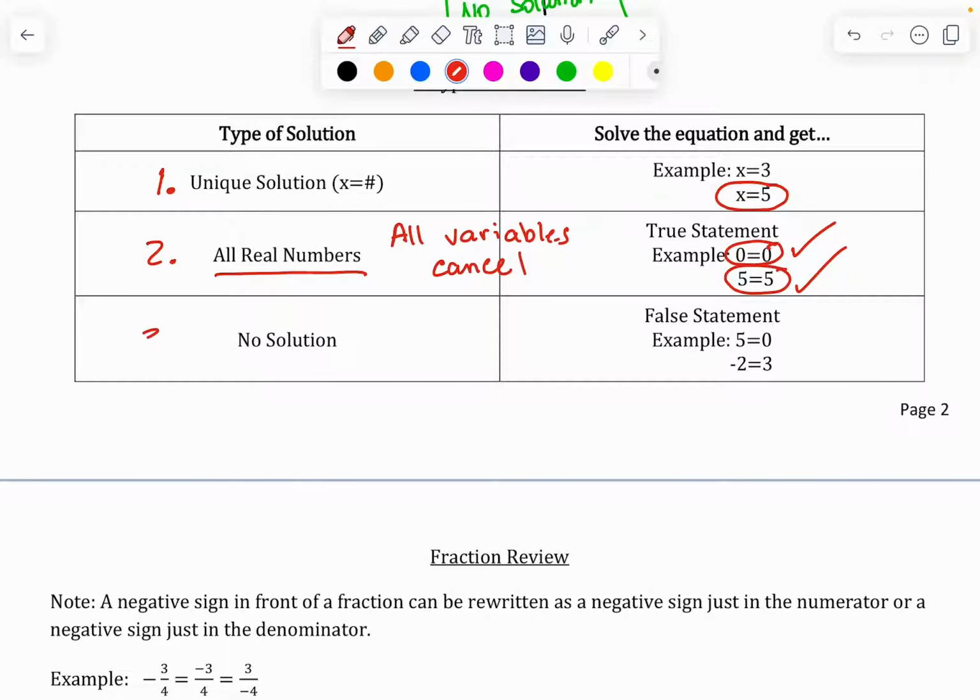And then our third scenario is when we get no solution. And again, all the variables cancel. And this time we get something that's not true, or a false statement. 5 does not equal 0, and -2 does not equal 3. So our answer for that would be no solution.